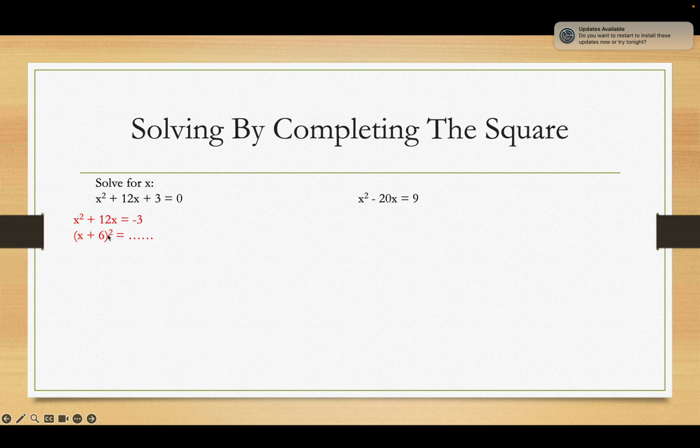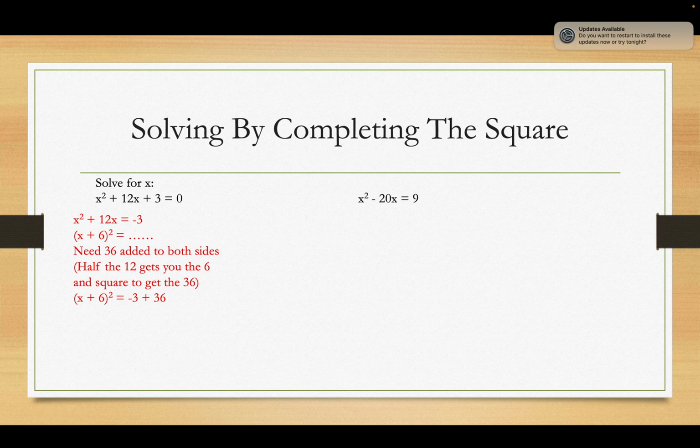But x plus 6 squared does not equal x squared plus 12x. The half part gets you the 6. The square part makes it equal. I have to add 36 to both sides. Now, the 36 is already included in the x plus 6 squared. I add 36 to the negative 3, so I've added 36 to both sides. So I get x plus 6 squared equals negative 3 plus 36. Okay? Now, x plus 6 squared is 33.